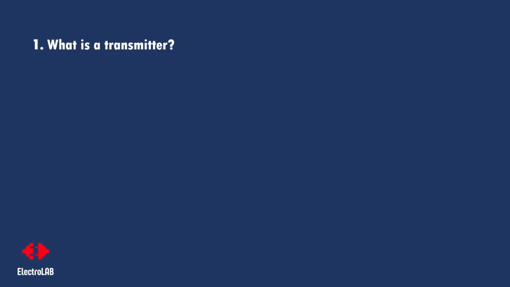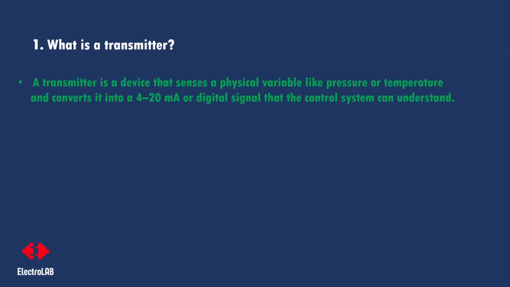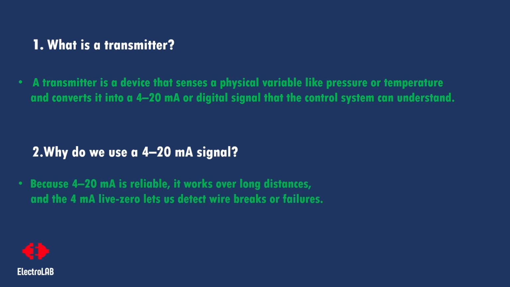What is a transmitter? A transmitter is a device that senses a physical variable like pressure or temperature and converts it into a 4 to 20 milliampere or digital signal that the control system can understand. Why do we use a 4 to 20 milliampere signal? Because 4 to 20 milliampere is reliable, it works over long distances, and the 4 milliampere live zero lets us detect wire breaks or failures.